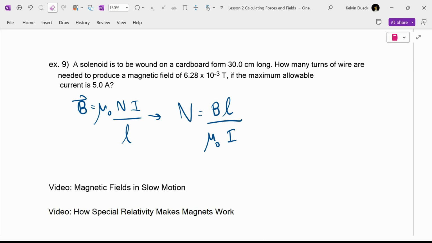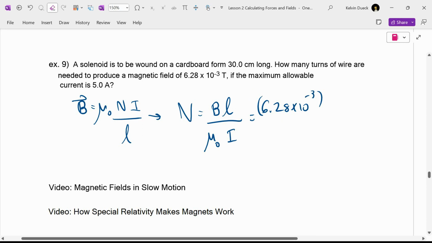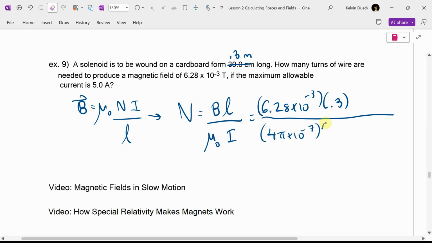It's going to be B, 6.28 times 10 to the negative 3, L. Oh, thank you. I should have crossed out the centimeters and made it 0.3 meters. Nice try. All over 4 pi times 10 to the negative 7 and 5 amps. I tried to make this work out nearly evenly because technically turns of wire should be whole numbers. You shouldn't have 3,219.4 turns of wire.